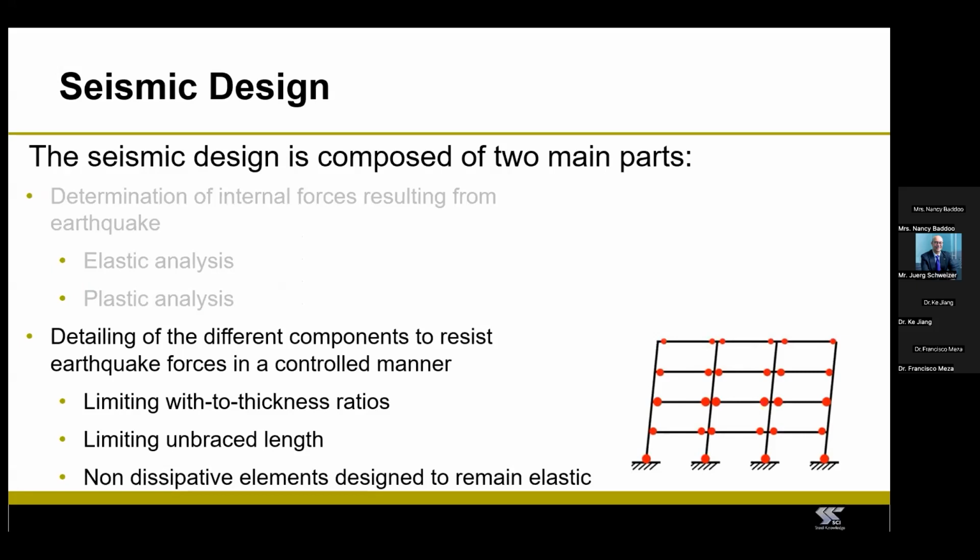These detailing requirements include limiting the width-to-thickness ratio of the energy dissipating elements to ensure that local buckling is not going to prevent the development of the inelastic deformations, and the member is going to reach the plastic resistance. There are also requirements related to the maximum brace length, which are intended to prevent global buckling of the structural members.